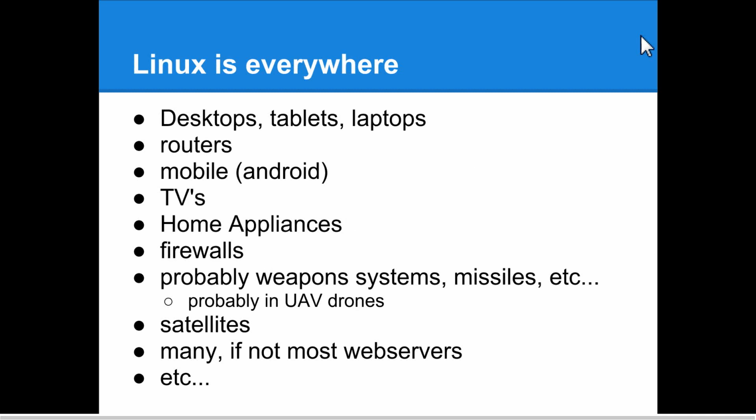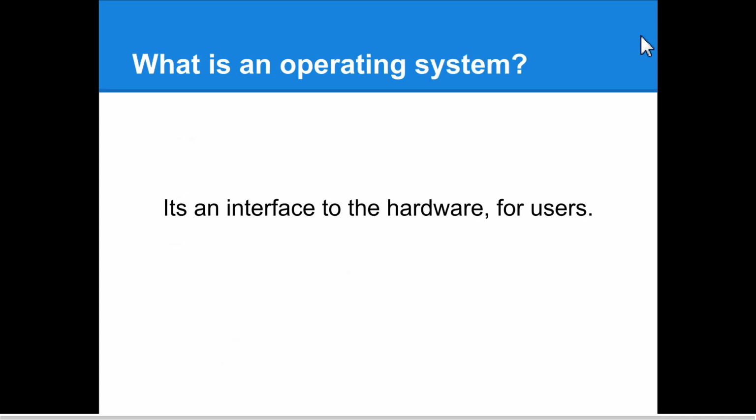So Linux is everywhere. It's on desktops, laptops, routers. It's on mobile with Android. It's in your TV. It's in home appliances, firewalls. It's probably on weapon systems, missiles, UAV drones, satellites. And it's probably running on most web servers. So an operating system is best described as an interface to the hardware for users.